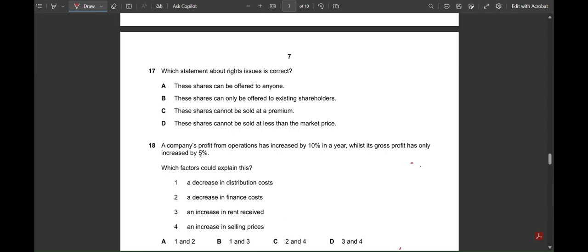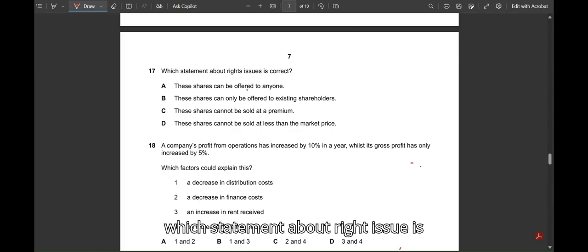Question number 17. Which statement about rights issue is correct? Okay, so now these shares can be issued or can be offered to anyone. No, this is actually issued to the existing shareholders first. So A is not the appropriate one. These shares can only be offered to the existing shareholders. Yes, just now I said. So B is the right one.